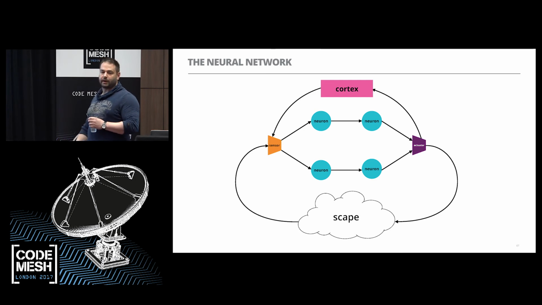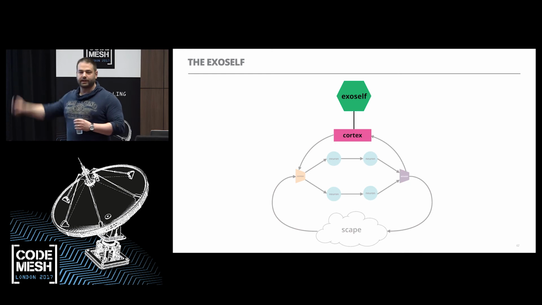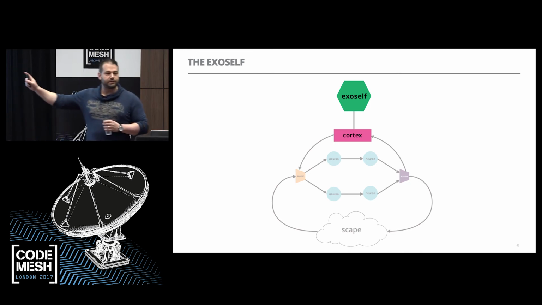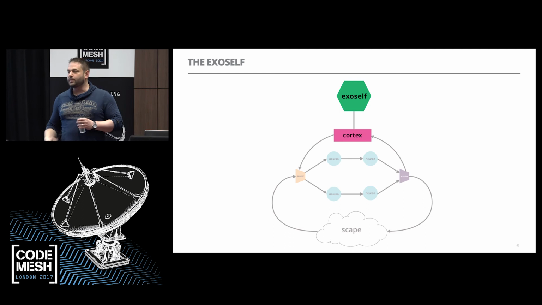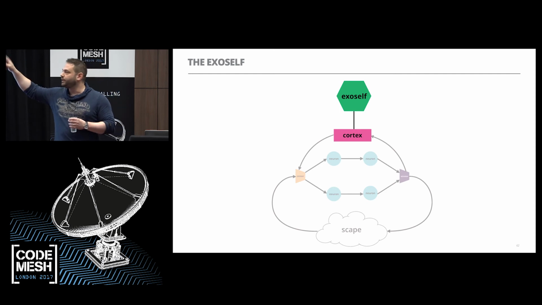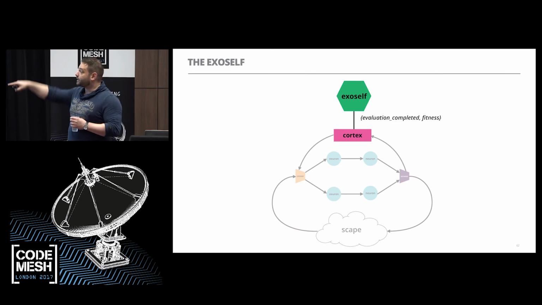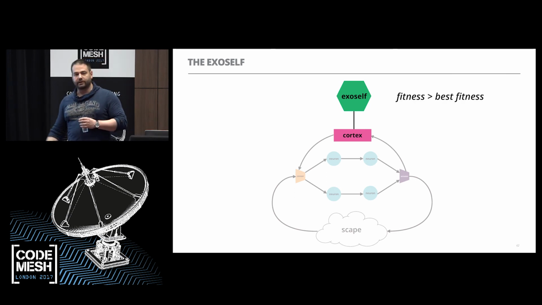Now we're going to zoom out one level, and we see one extra element, called the exoself. The exoself is the component responsible for this local search, the stochastic hill climbing algorithm. It's going to see what's the best fitness this one can achieve in a reasonable amount of time. So the exoself gets from the cortex, okay, I'm done, this is my fitness, and the exoself will then say, is this better than our best fitness so far? Yes, it is.